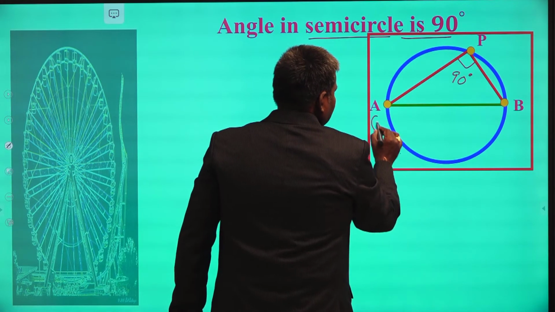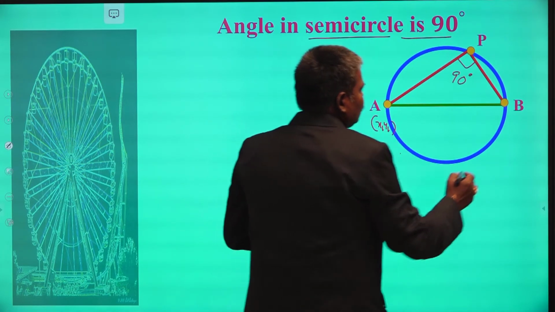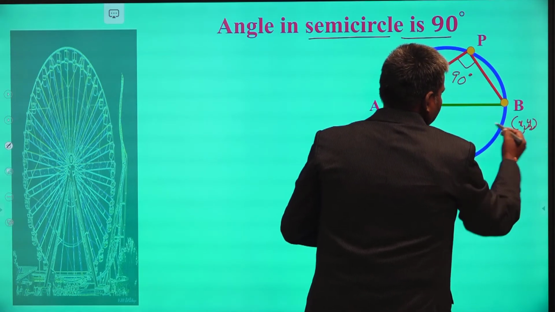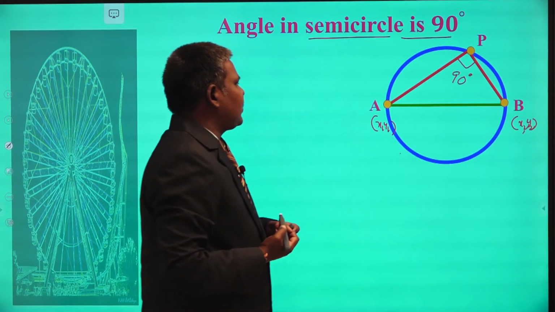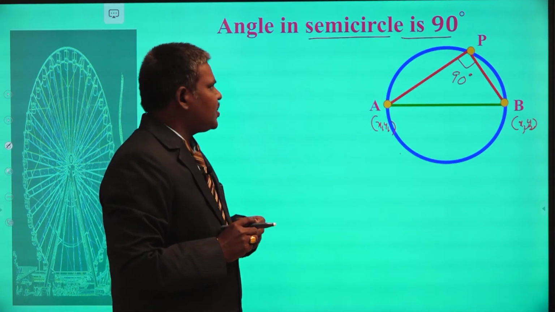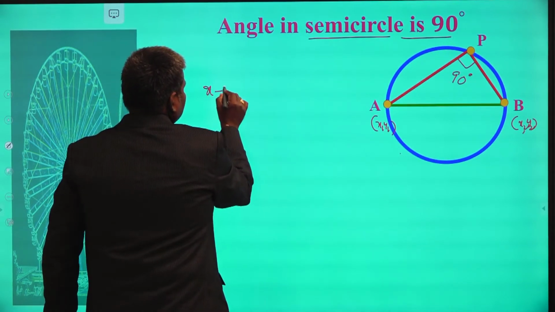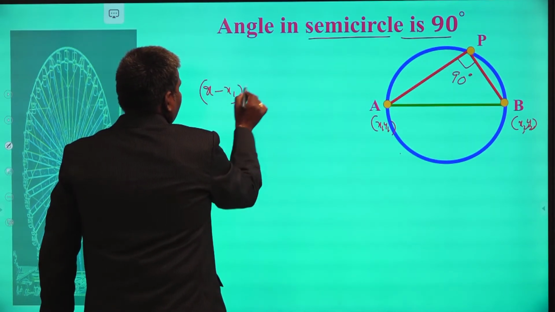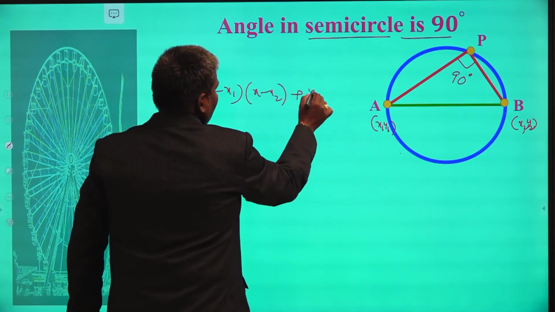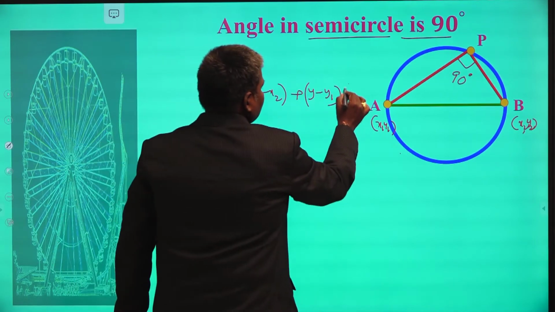Suppose the extremities of diameter are, say, (x1, y1) and (x2, y2). These are the extremities of diameter. Once you know the extremities of diameter, can you write the equation of circle from the above theorem or not? What is the equation? (x minus x1) into (x minus x2) plus (y minus y1) into (y minus y2) is equal to 0.